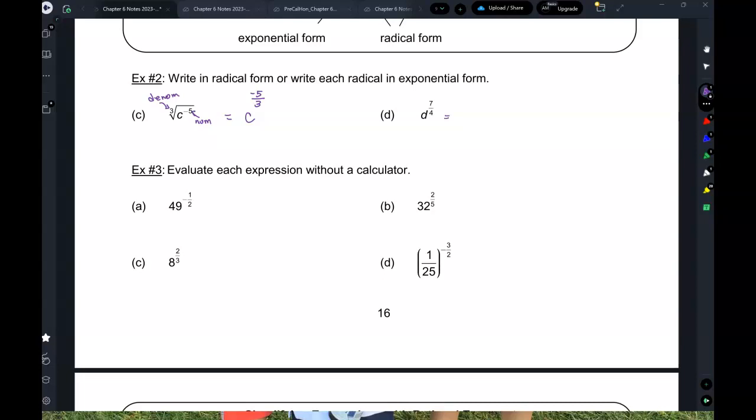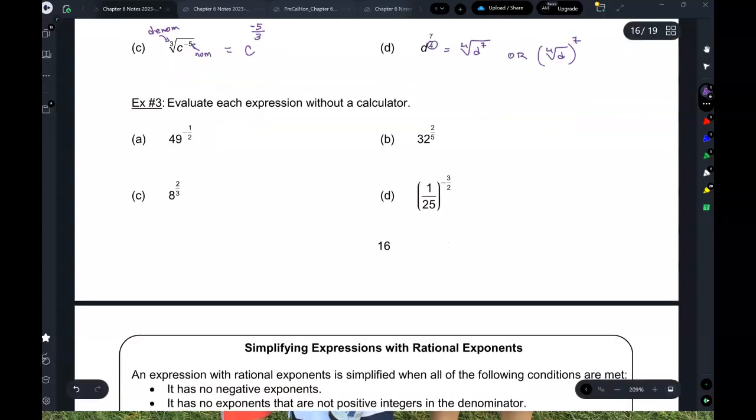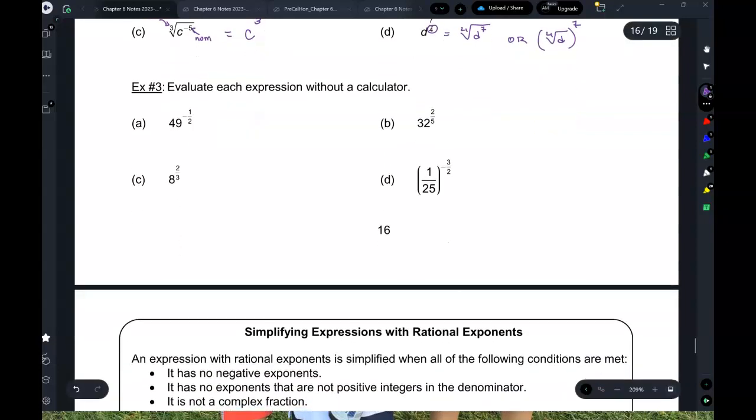Next one here. This is a denominator, right? So it'll be the index. So 4th root of d to the 7, or you can write it as 4th root of d to the 7 out here. How do you know which to do? Again, we'll do a couple of problems and you'll see whichever one is simpler, that's the way you do it, okay?